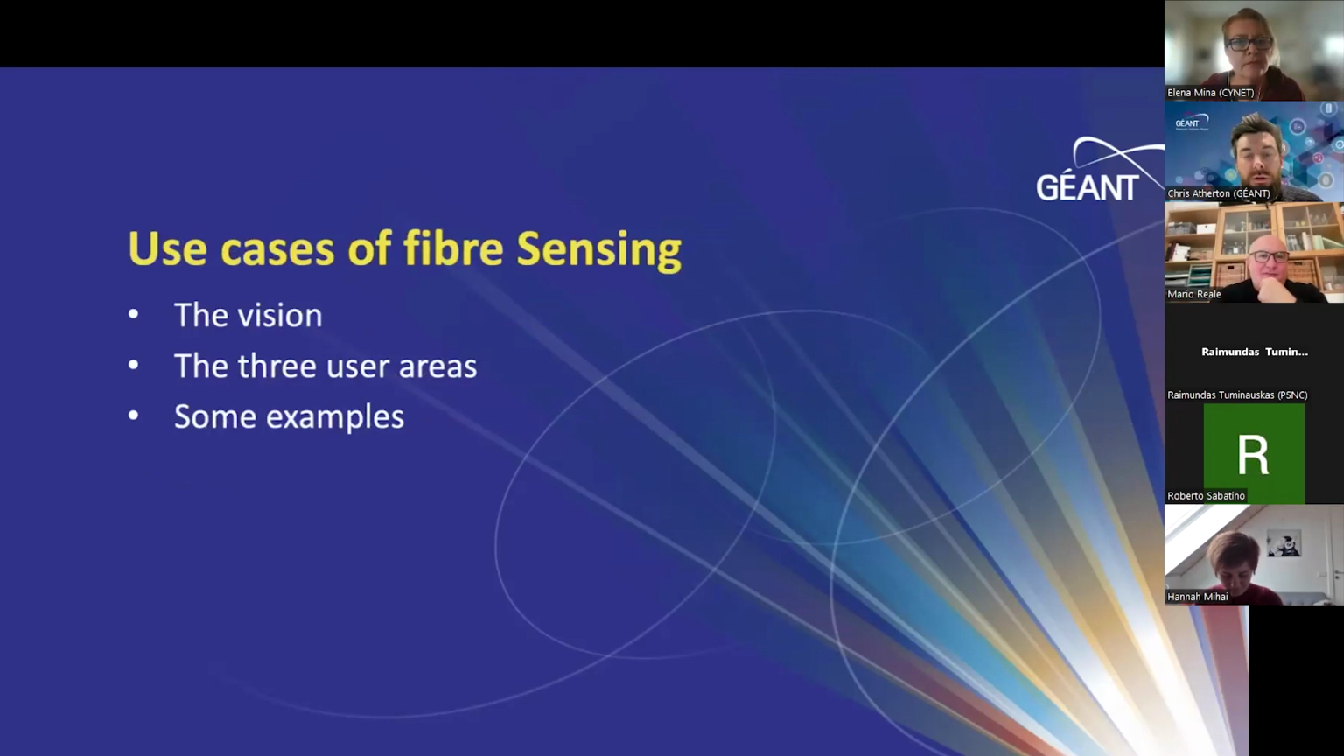So, moving on to the use cases of fiber sensing. Really, there's three bits that I want to cover. The vision that we've got, the three types of areas where we see that fiber sensing could have a positive impact, and we'll go through some of the examples in each of those areas.